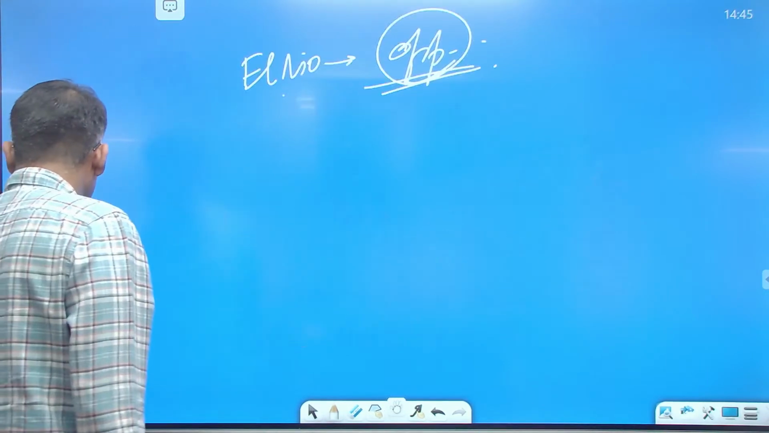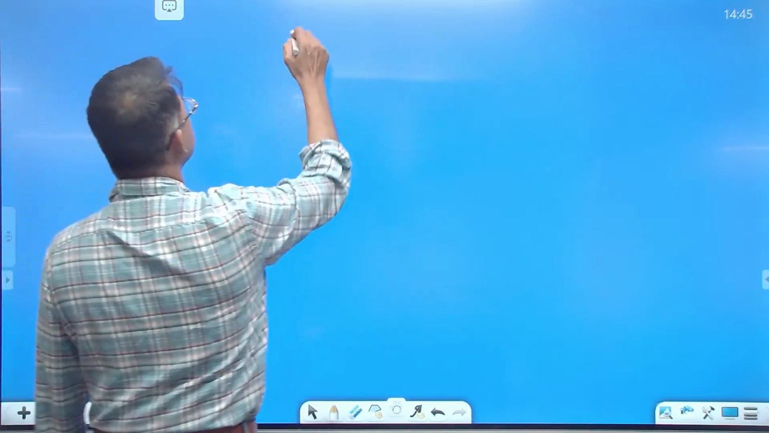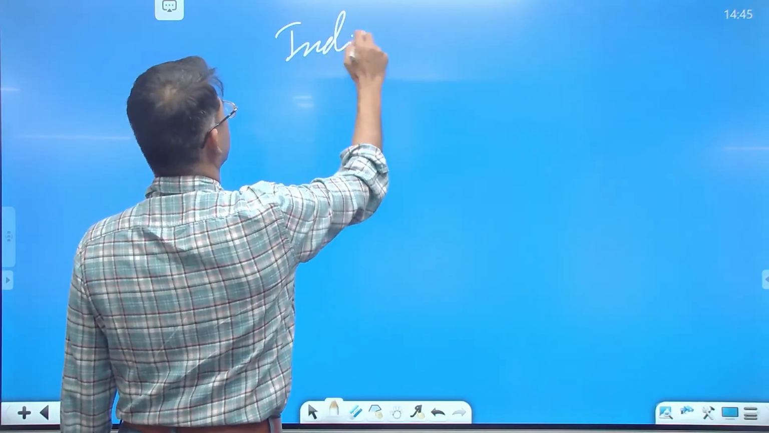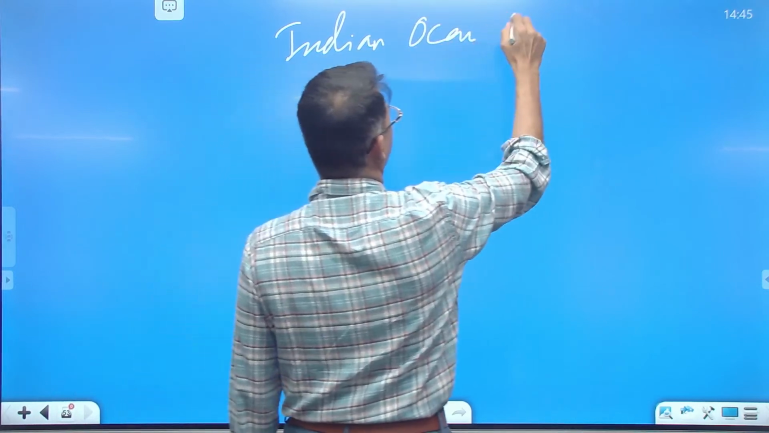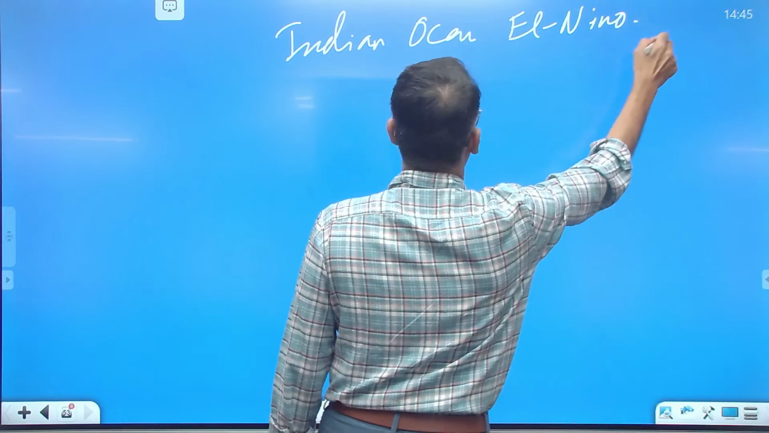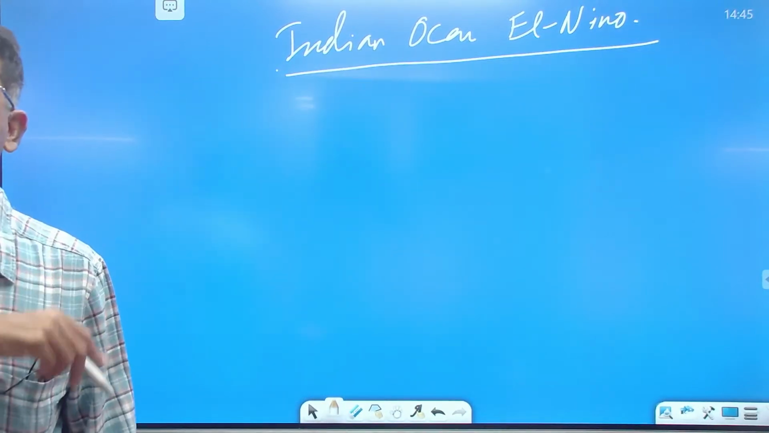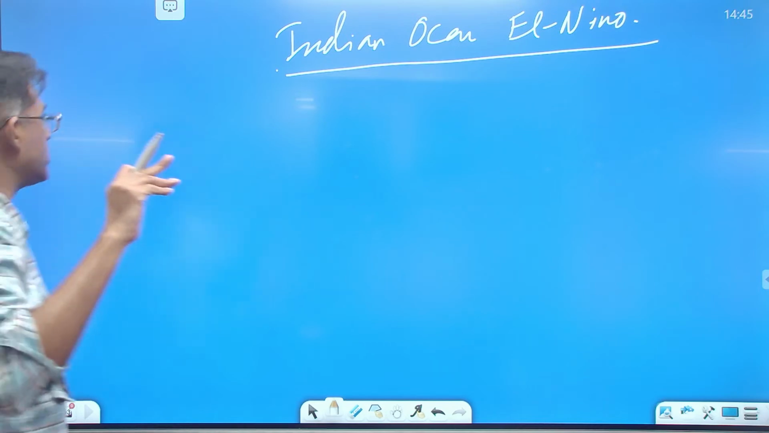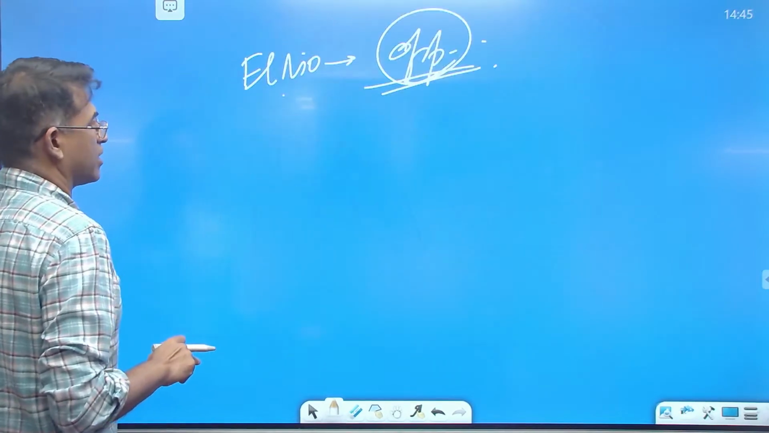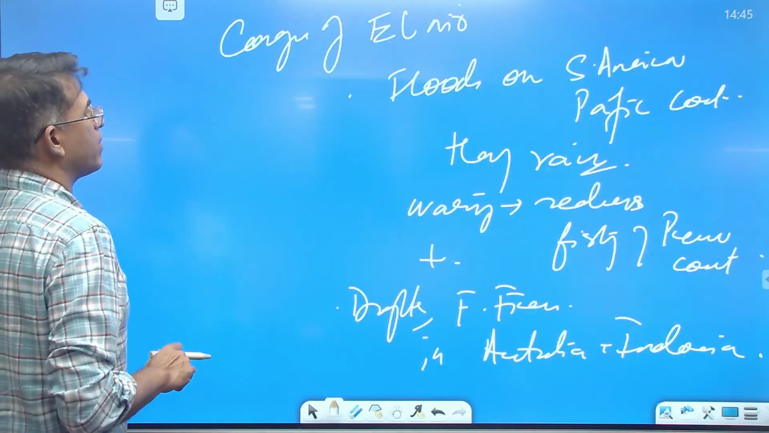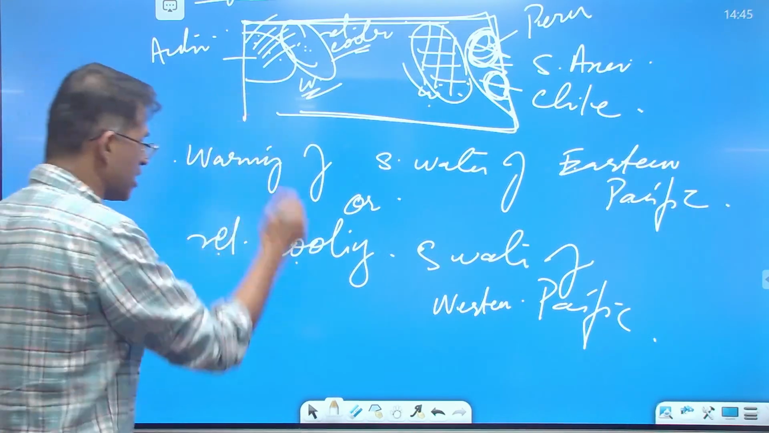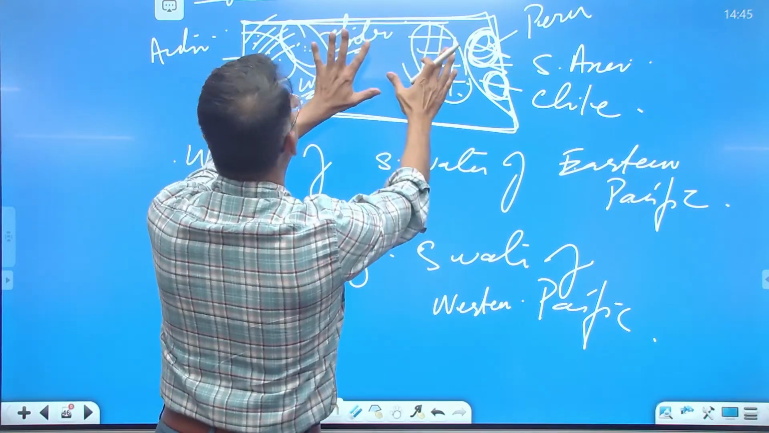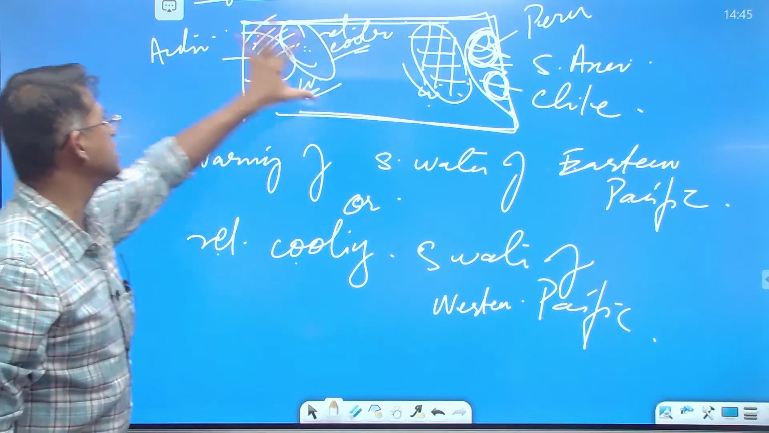Okay, one more concept is related to this: the Indian Ocean El Nino. This is different from what I told you right now. What I said right now is an El Nino of the Southern Pacific. Its impact is on India. What I'm talking about till now was the El Nino phenomenon of the Southern Pacific. It is mainly here in the Southern Pacific. Its impact is on India. Its impact is on Horn of Africa.